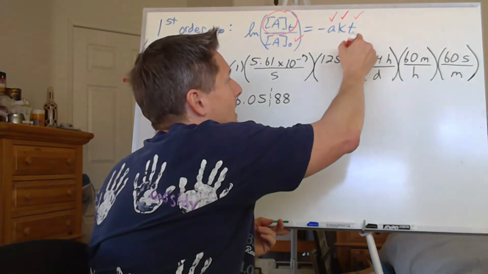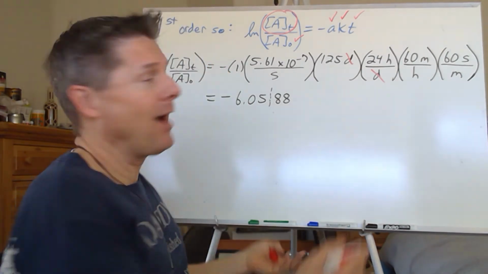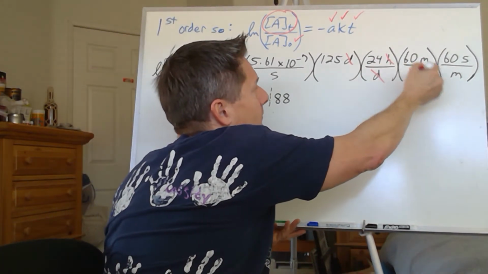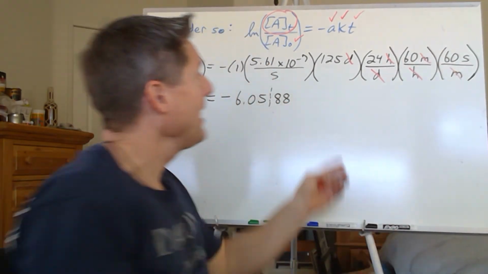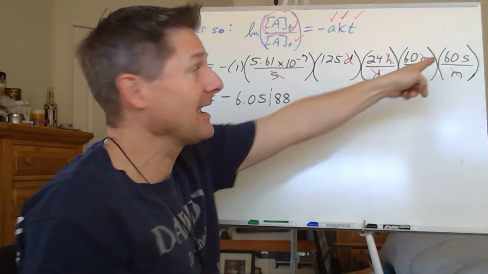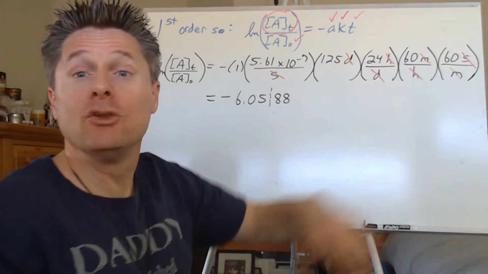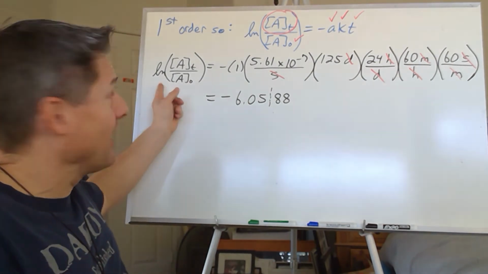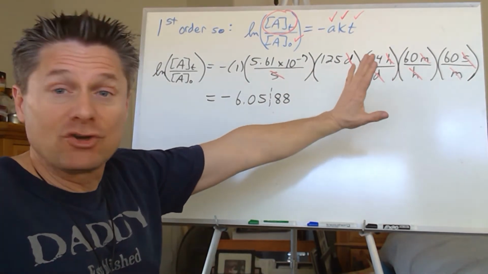So days cancel out. I've got 60 minutes per hour, so hours cancel out. 60 seconds per minute, so minutes cancel out. And now I've got seconds in the denominator from the rate constant, seconds in the numerator over here. All the units cancel out. That's going to be necessary because we're dealing with logarithms here, which are unitless. So boom, units are gone.